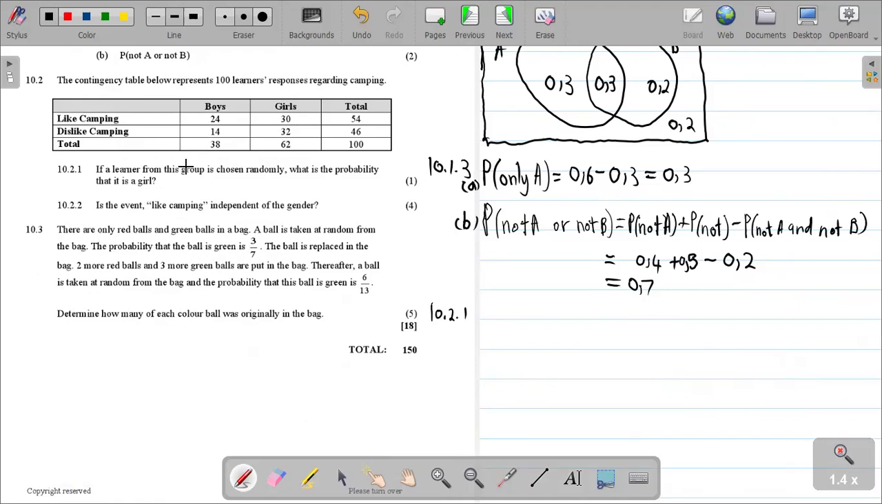They say if a learner from this group is chosen randomly, what is the probability that it is a girl? There's a total of 100 learners, and then there are 62 girls. So the probability of a girl will be equal to 62 over 100.